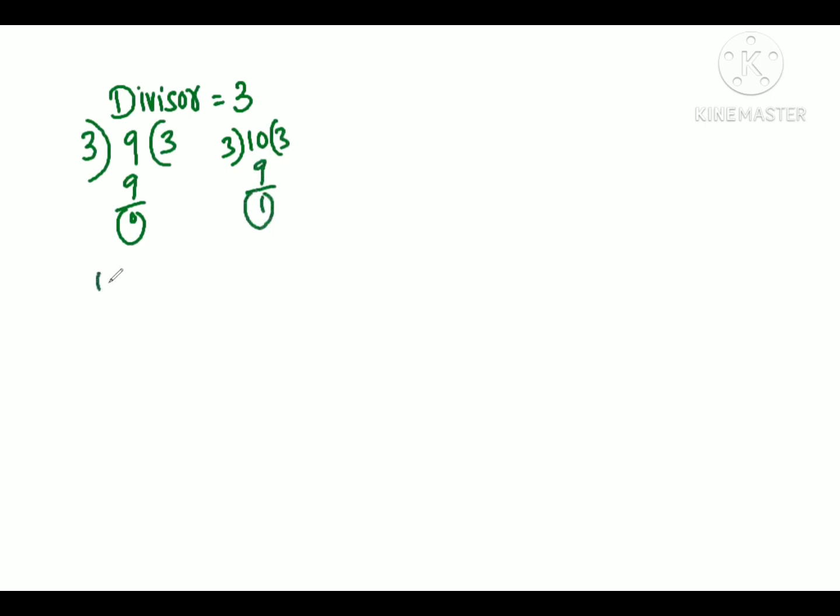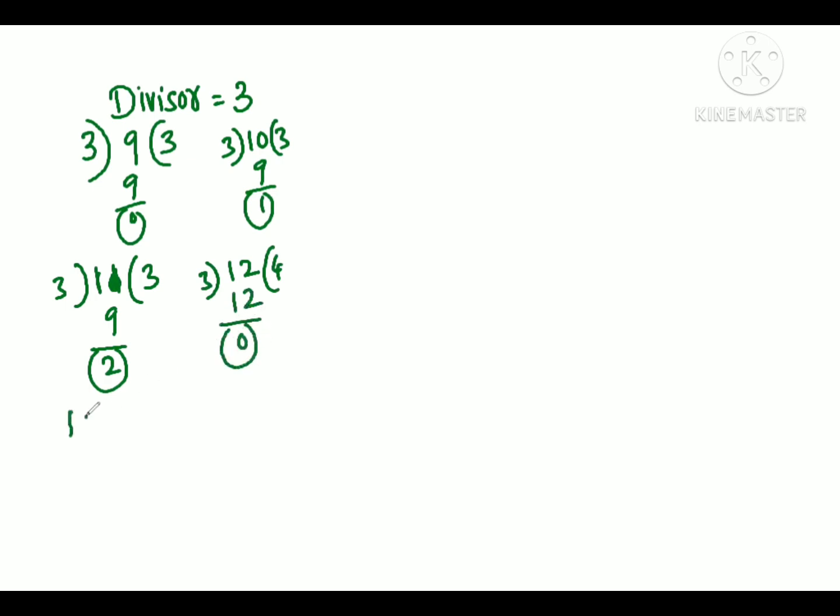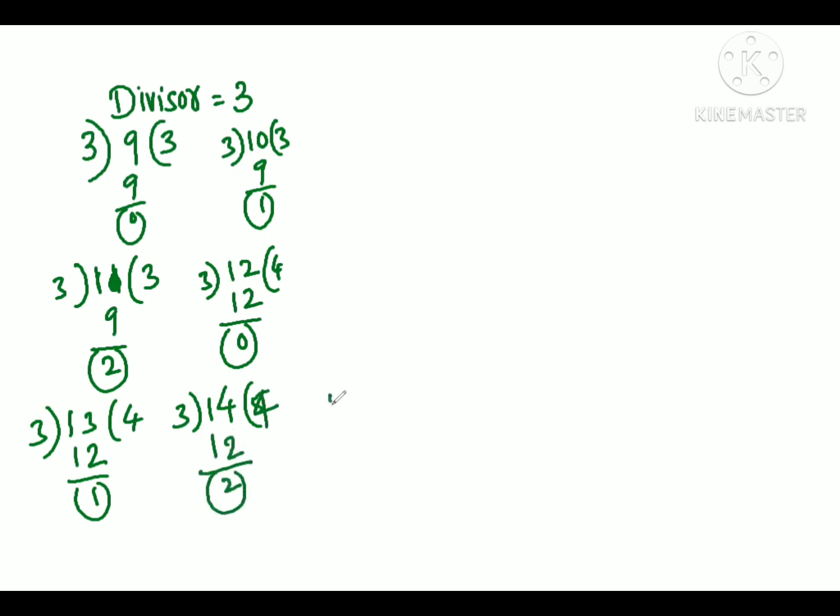Similarly, if we take divisor 3 and divide any number by 3, let us take an example. 9 divided by 3: 3 threes are 9, remainder 0. 10 divided by 3: remainder 1. 11 divided by 3: 3 threes are 9, remainder 2. 12 divided by 3: 3 fours are 12, remainder 0. 13 divided by 3: remainder 1. 14 divided by 3: 3 fours are 12, remainder 2. 15 divided by 3: 3 fives are 15, remainder 0.